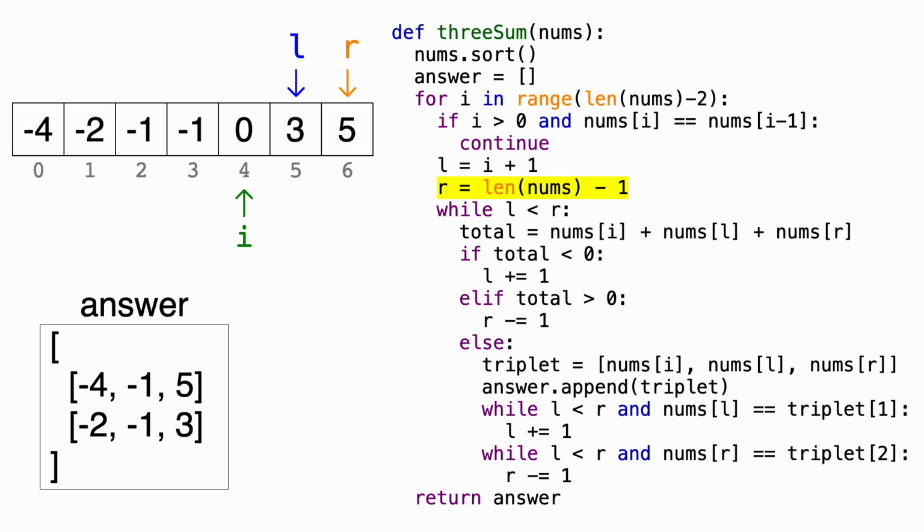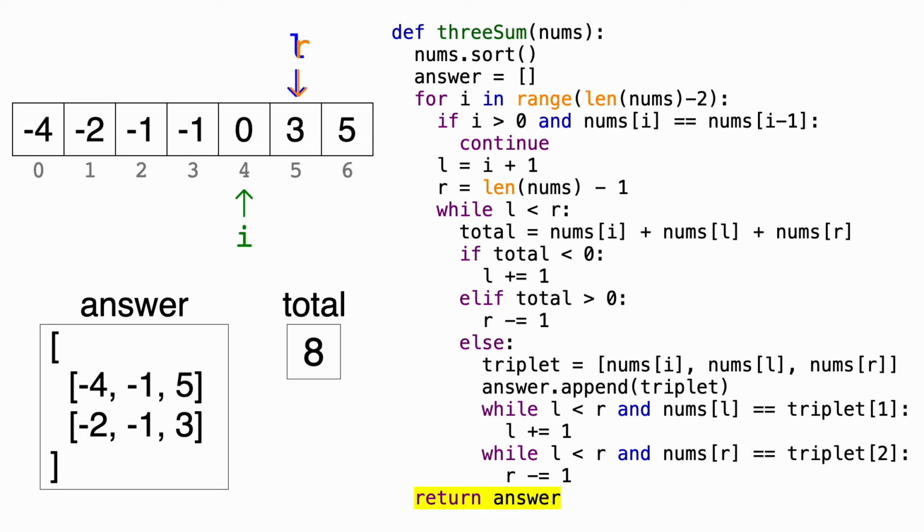Let's set up L and R, and total is going to be 8, which is clearly too big, so R gets decremented. They meet in the middle, so we're done with the inner loop. But notice that that was also the last iteration for the outer loop as well. Because remember, if we moved up I to index 5, then we wouldn't have enough numbers to form a triplet. So now we're also done with the outer loop, which means the only thing left to do is to return the answer, which contains our two solutions, and we're done.